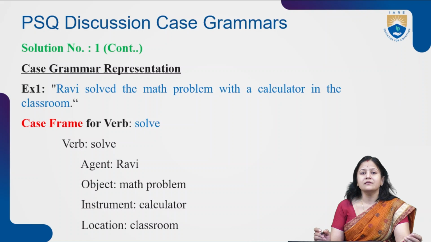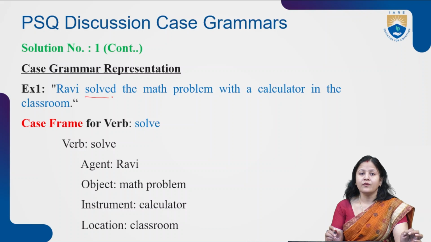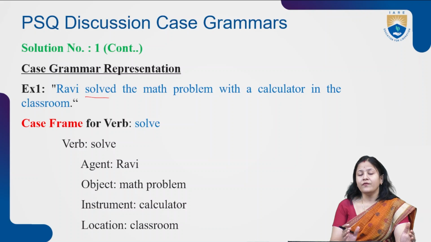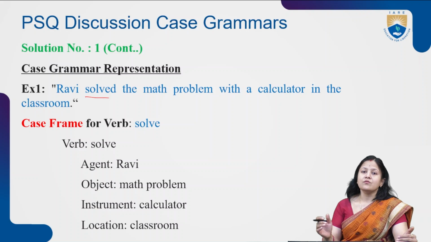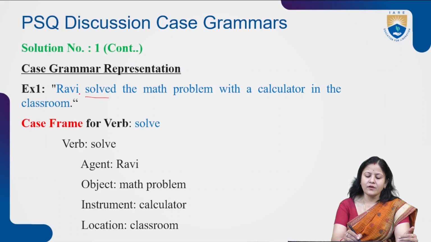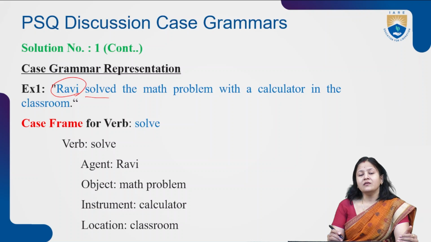The first example says: Ravi solved the math problem with a calculator in the classroom. So what is the verb here? The verb is solve. For the verb, we have to find out what cases are there. Who solved the problem? Ravi solved the problem. So Ravi is the agent.